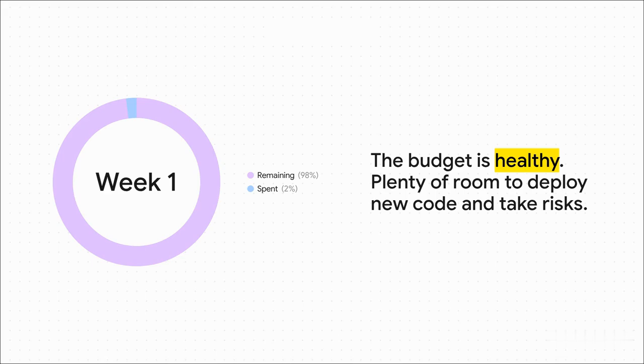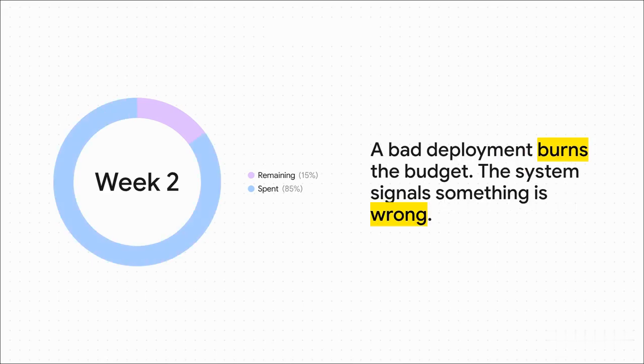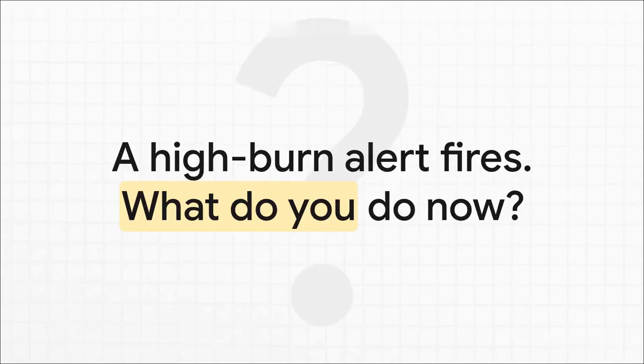The team feels great. But then, oops, a week later, we ship a new feature, and it's got a nasty hidden performance bug. Now look at the chart. We have torched 85% of our entire month's budget in just a couple of days. And the system is basically screaming at us. So an alert fires based on how fast we're burning that budget. The on-call engineer gets a page in the middle of the night.